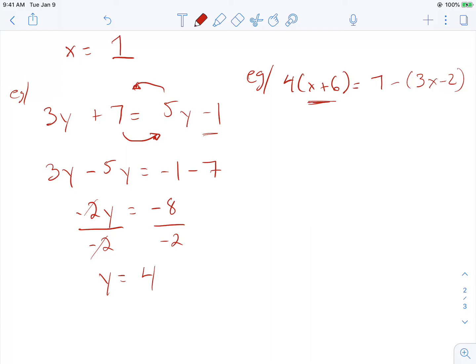Can we add x plus 6? Can we make that any simpler? No, we can't, because we can't add an x plus a 6, because that 6 does not have an x in it. And same story with the 3x minus 2. There's nothing we can do there, so the next thing we need to do is our distributive property.